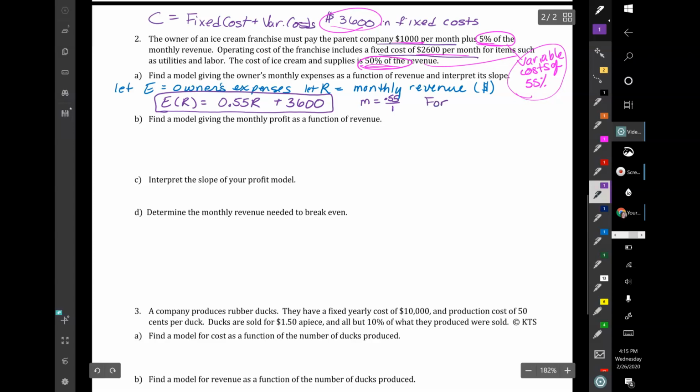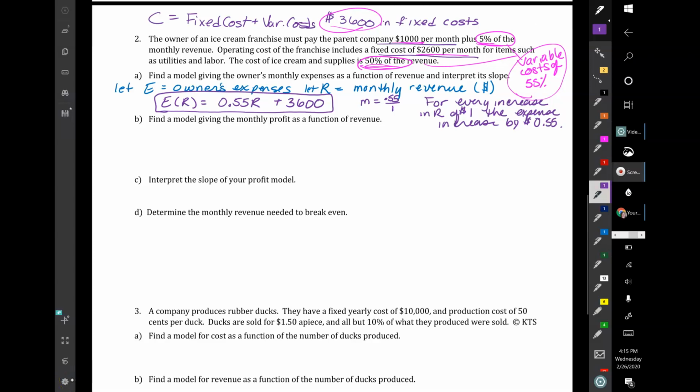So for every increase in revenue of $1, the expenses increase by 55% of $1, which would be 55 cents.